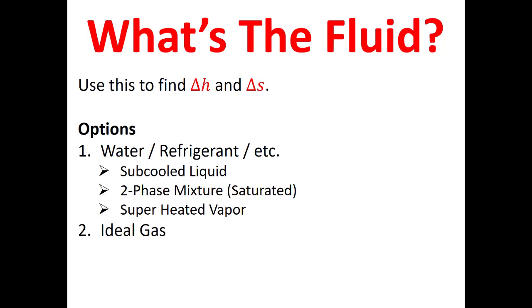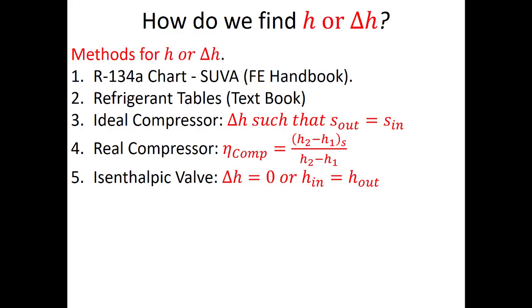If we were doing a cycle where our working fluid was an ideal gas, we would then have to ask, is it constant specific heat or variable specific heat? And then typically, to solve the problem, we'll try to identify where the isentropic processes are, because then we'd be able to use the isentropic relationships for ideal gases. So how do we find H or delta H in refrigeration tables?